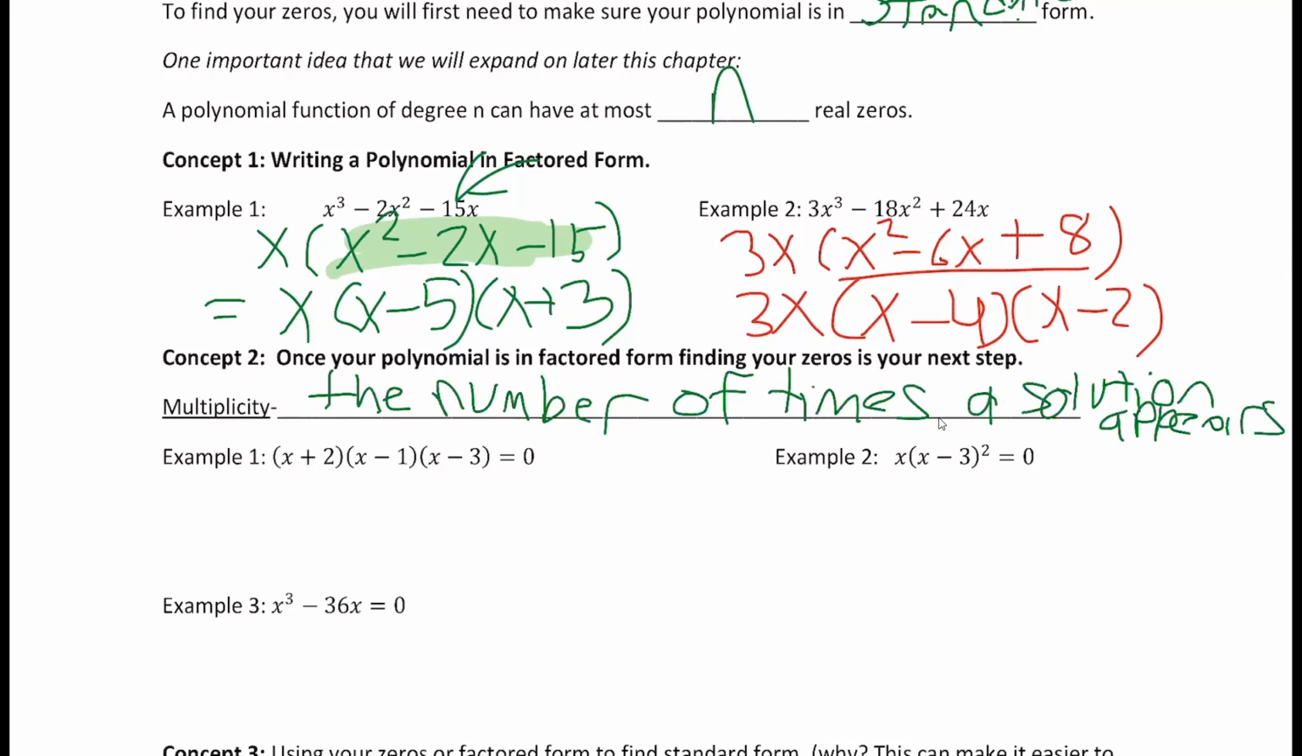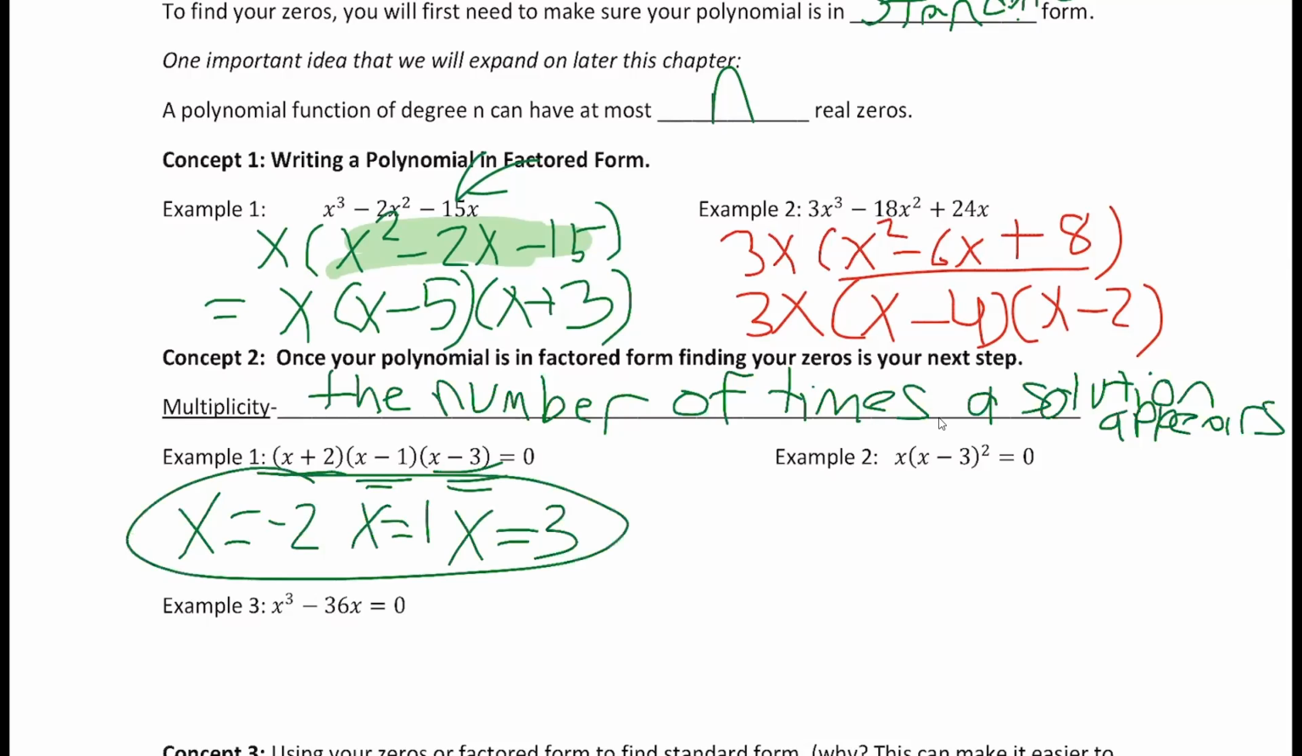So for example one, you're going to set each one of these binomials equal to 0 and solve, or basically ask what makes this equal to 0? Well, x equals -2 would make that equal to 0. What makes this equal to 0? That would just be +1. What makes this equal to 0? That would be +3. So all of these solutions would have a multiplicity of 1. Usually we don't write the multiplicity unless it's bigger than 1.